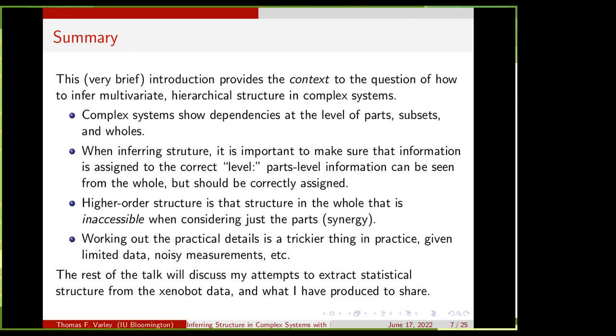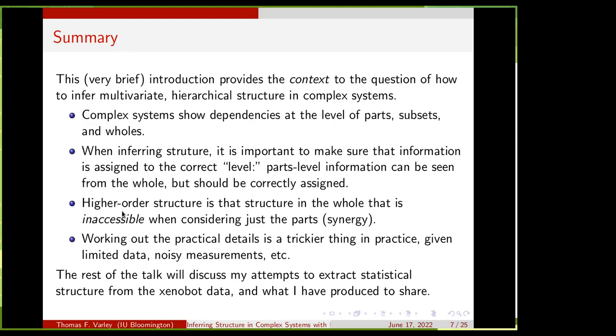So that's all there is for background and theory, but it provides, I think, a good framework for how I approach these kinds of problems, right? So complex systems show dependencies at all levels, parts, subsets, and wholes. When you're inferring the structure, it's important to make sure that the information is assigned to the correct level, right? Parts level information can be seen from the whole, but should not be ascribed to the whole. So you need to carve out every lower level as you climb up.